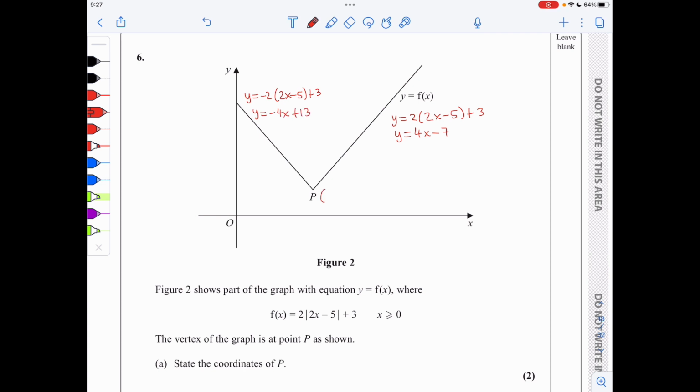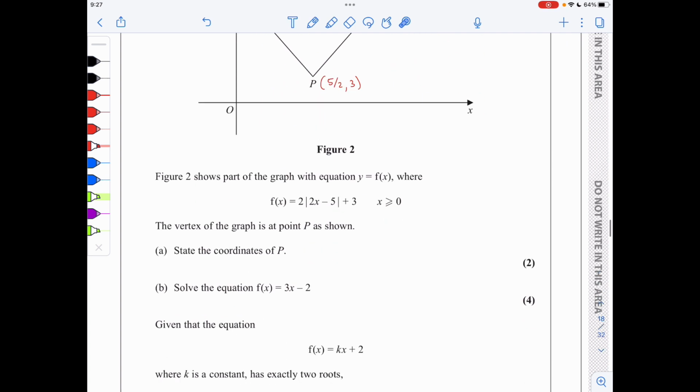P was found to have coordinates of 5 over 2, 3. So in other words, the part that goes uphill, it's where the modulus behaved like a normal set of round brackets, and the part that goes downhill, it's where we had a negative sign introduced outside.